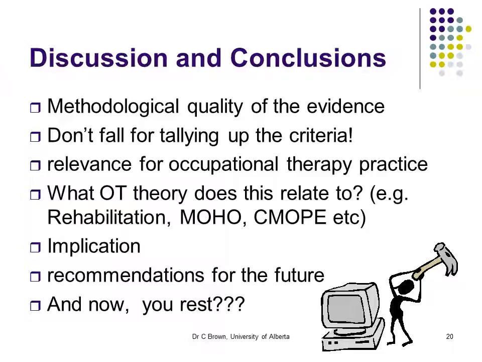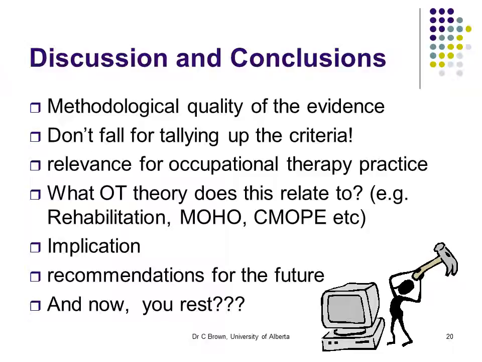Think about how those forms, some of the indicators are very different levels of significance, right? Some of them are not as important as others. So don't fall for just adding them up, because that's kind of naive scholarship, all right? It doesn't show you in the best light. In your discussion, you want to talk about the relevance for occupational therapy practice, because why are you doing this if it's not about OT and something that's useful for us?